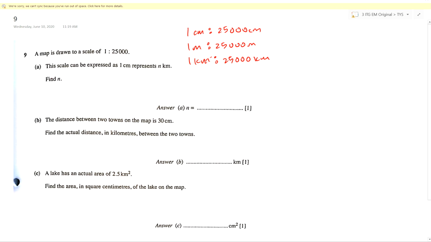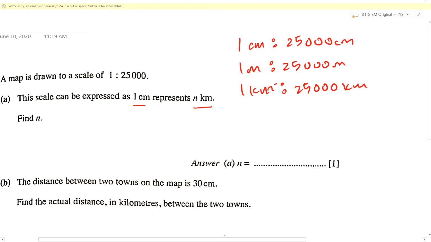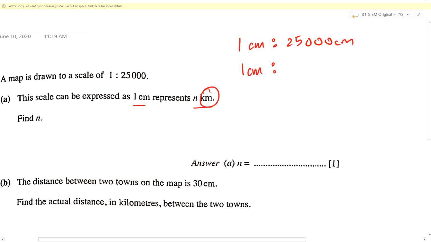So you have to be smart to choose the units you want to work with. Now in part A, they want it represented as 1 cm to a certain number of kilometers. So 1 cm to n kilometers. Therefore, it makes sense for us to work with the first ratio in centimeters. So on the left hand side, we keep it as 1 centimeter because on the right hand side, we want to change that to kilometers. So 25,000 centimeters, you divide it by 100, you get 250 meters. Continue dividing: 1 cm to 0.25 kilometers.